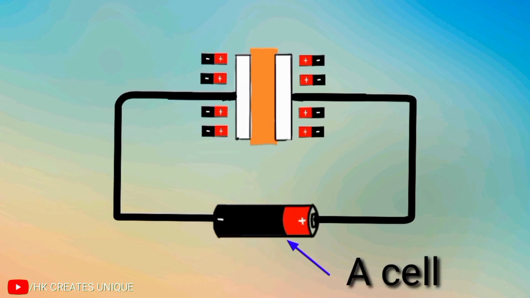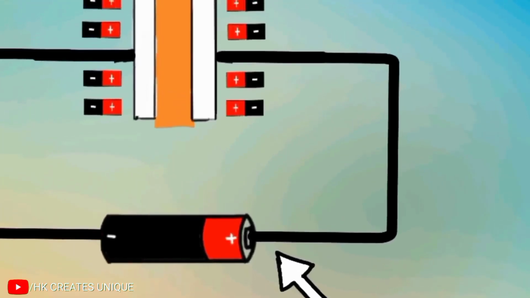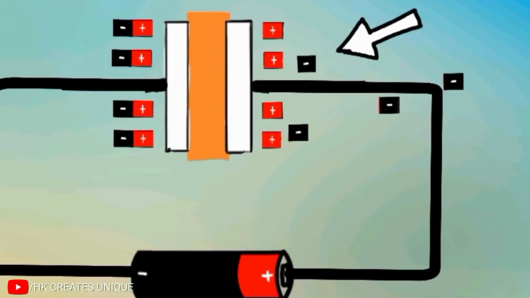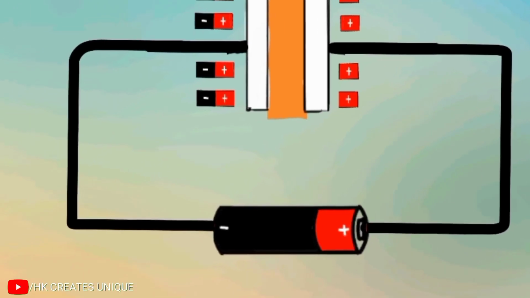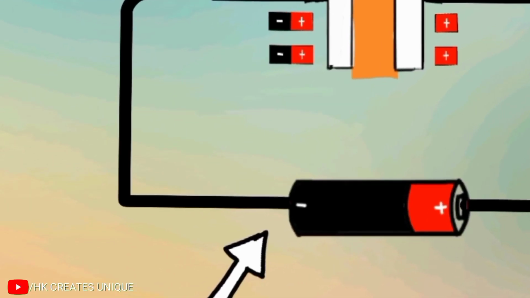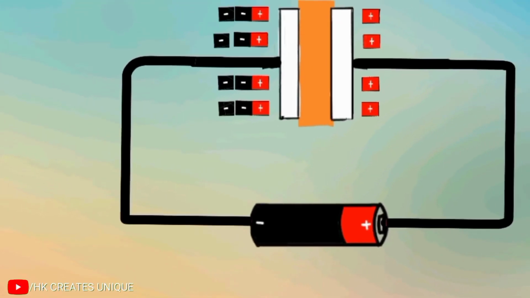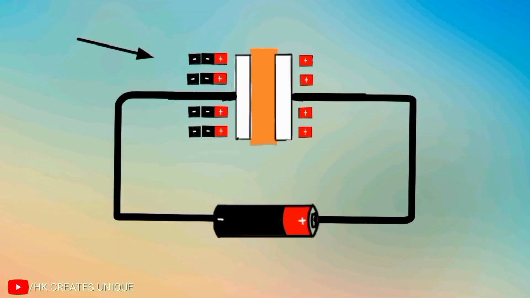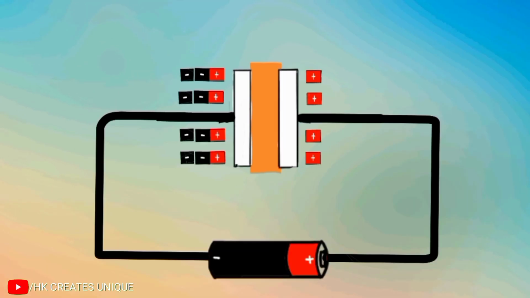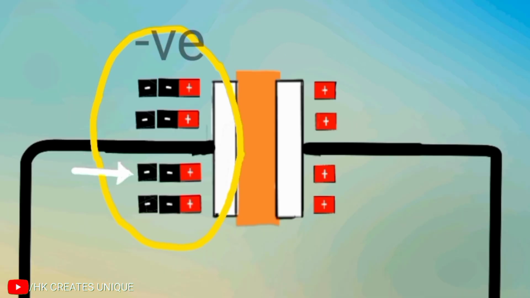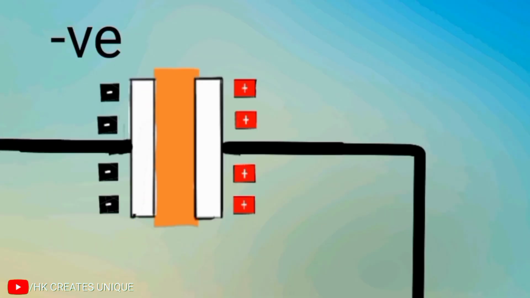However, if you connect an external power source across the capacitor, such as a cell, the positive terminal of the cell will pull the negative charges from atoms of the plate, and the plate connected with the negative terminal of the cell is filled with negative charges. The result is a net negative charge on one plate and a net positive charge on the other plate.